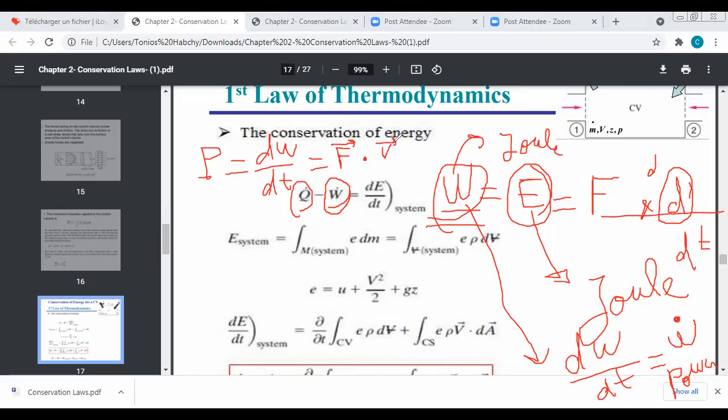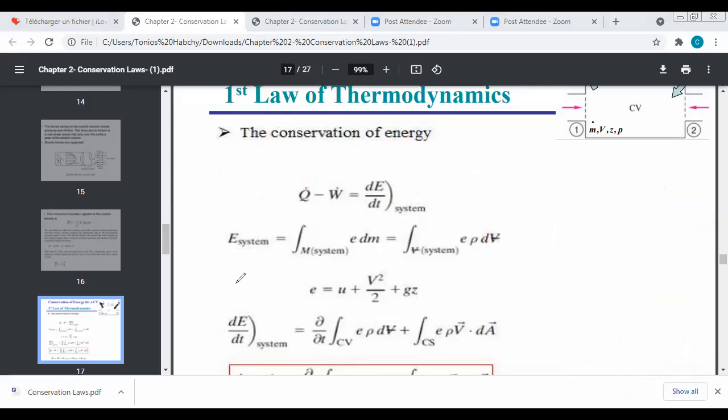Okay, so here, when you apply the conservation of energy on our system, when we apply the Reynolds transport theorem on the specific energy, what will happen is that dE/dt of the system, which represents the total change in energy of the system, will be through heat transfer, Q dot, or is related to power, which is the rate of work.